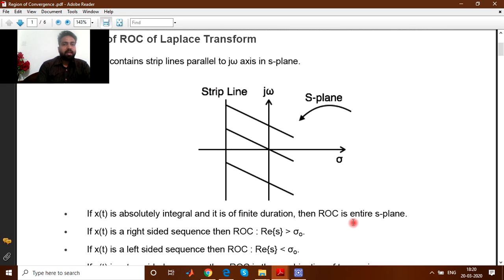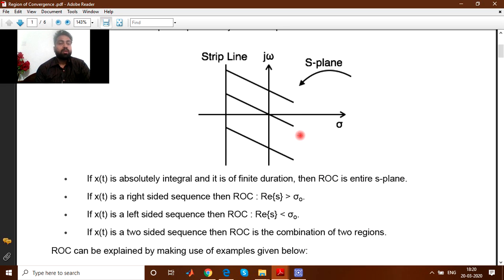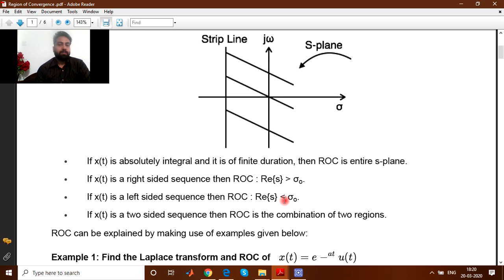Suppose that we have a jω plane, and this is the s plane, which represents the real axis as sigma and the imaginary axis as jω. So the point where it lies on the s plane will give us the relaxed value where it is stable. So if x(t) is absolutely integrable and it is of finite duration, then the ROC is the entire s plane. So we have certain rules and equations. These rules help us see that if the x(t) signal is absolutely integrable and of finite duration, definitely having finite limits, then the ROC is the entire s plane.